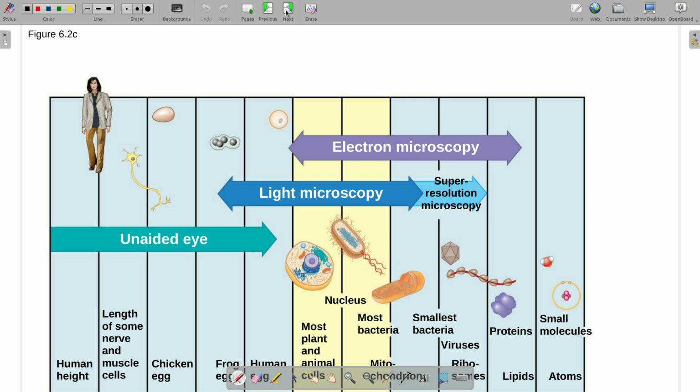So here's just another picture. This is in the book, showing you what you can't see. Of course, it's really hard to see things like atoms because you're using electrons in an electron microscope, and electrons are part of atoms. It's really hard to see what's going on when you do that. But the idea here is we can get down to proteins and lipids, which is impressive.